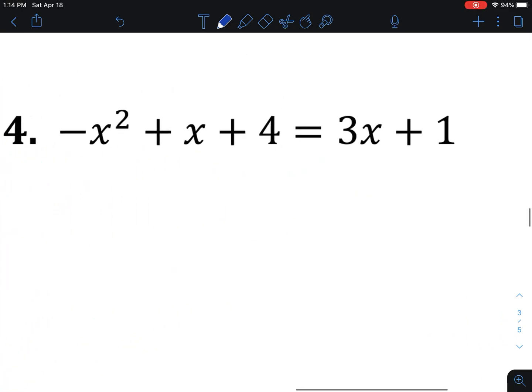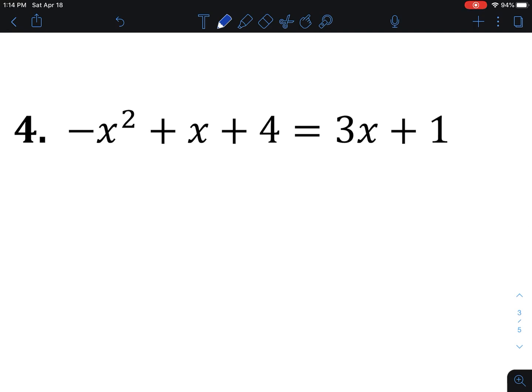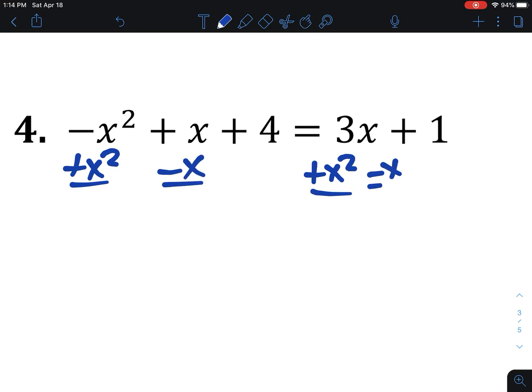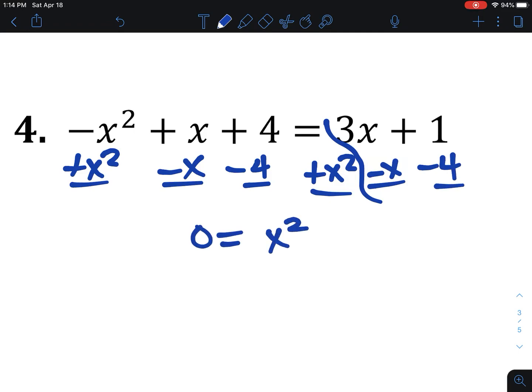All right, one more example. Let's try and get all the x's. Let's try and get a positive x squared just to keep this easy. So positive x squared, let's add it over here. Let's subtract an x from those three x's and move the 4's. All right, so 0 equals x squared plus 2x minus 3. Just make sure I did all that correct. Those are gone, those are gone, those are gone.